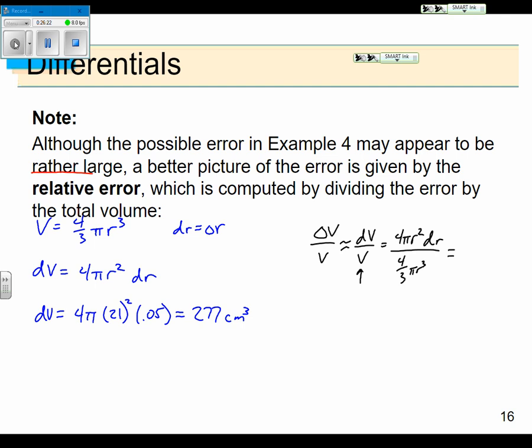So if I simplify all this, the 4's cancel, the pi's cancel, 2 of the r's cancel, and I still have a dr, and that 3 can come up to the top. I get 3 dr over r, which would be 3 times 0.05 over 21. My dr was my radius being off by 5/100ths, and then my radius was 21. Less than 1% on that relative error. So not bad when you consider that.